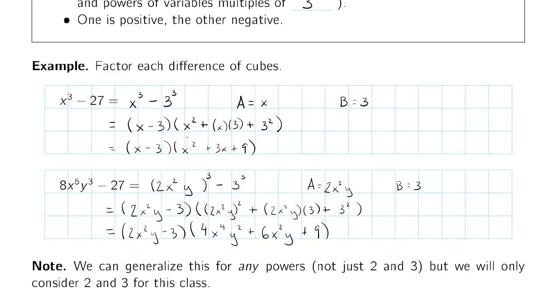Now, we can generalize this for any powers. We have a difference of squares, a difference of cubes. We can keep going. We could have a difference of fourth powers, a difference of fifth powers, and so on. For this class, we're just going to look at squares and at cubes.